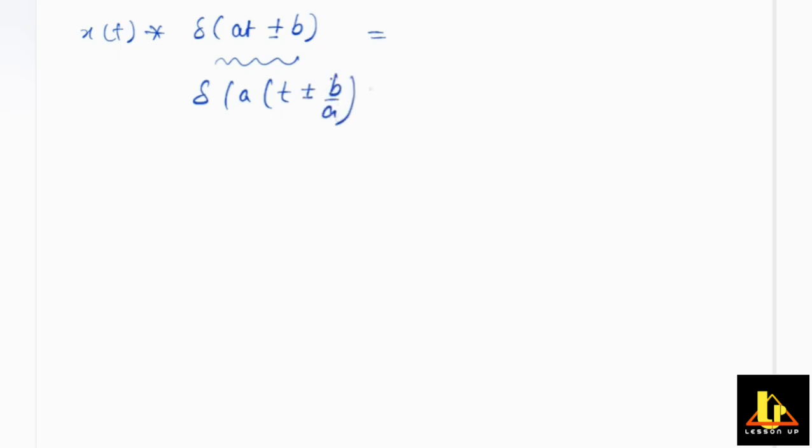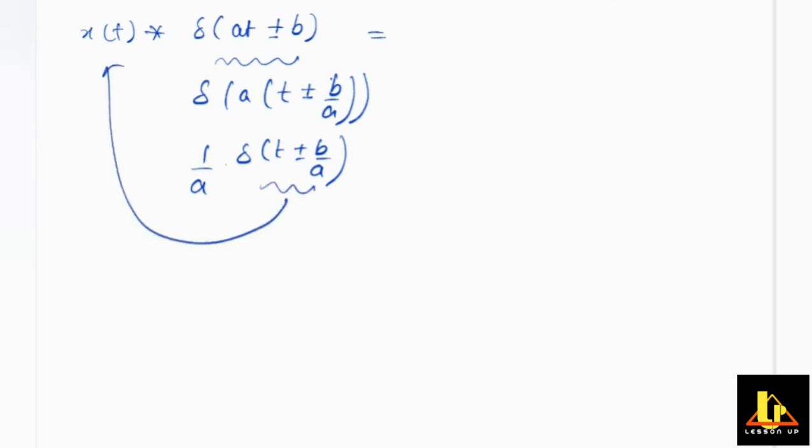Now if x of t convolves with delta at plus or minus b, then what will you get? We have to take this a as common, so we will get delta a into t plus or minus b by a. And what is delta at? That is 1 by a into delta t. So this will be delta t plus or minus b by a. Now we have to put this t plus or minus b by a in x of t. So we will get 1 by a into x of t plus or minus b by a.